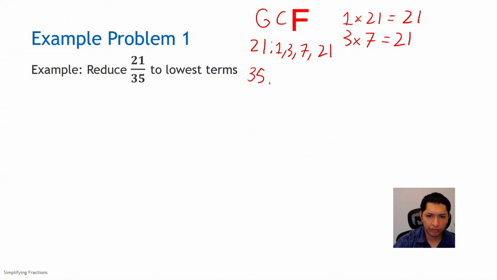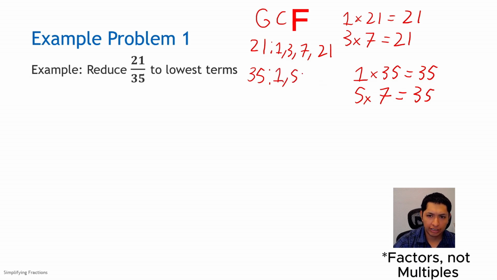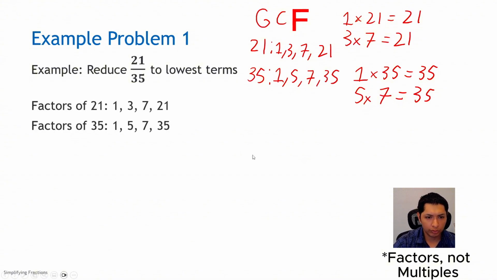Looking again at 35. 35 has factors of 1 and 35. What other numbers can I multiply together to give me 35? I cannot multiply 2 by a number, I cannot multiply 3 by a number to get 35, nor can I do it with 4, but I can multiply 5 times 7, and that gives me 35. And if I go through the rest of the numbers between 1 and 35, there are no other numbers that I can multiply together to get 35. So the factors here are 1, 5, 7, and 35. And so those are the factors of both 21 and 35.